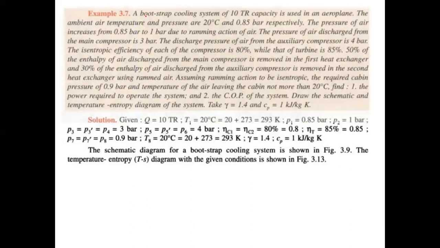The first one says that a bootstrap cooling system of 10 TR capacity is used in an aeroplane. The ambient air temperature and pressure are 20 degrees Celsius and 0.85 bar. This will be the value of ambient air, meaning P1 and T1. The pressure of air increases from 0.85 bar to 1 bar after the ramming process, meaning we get the value of P2.